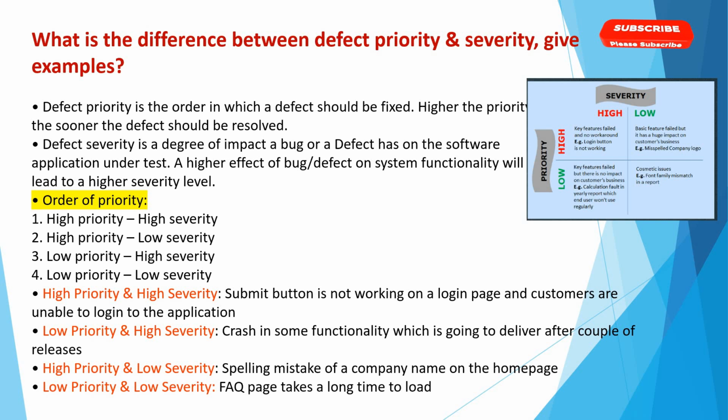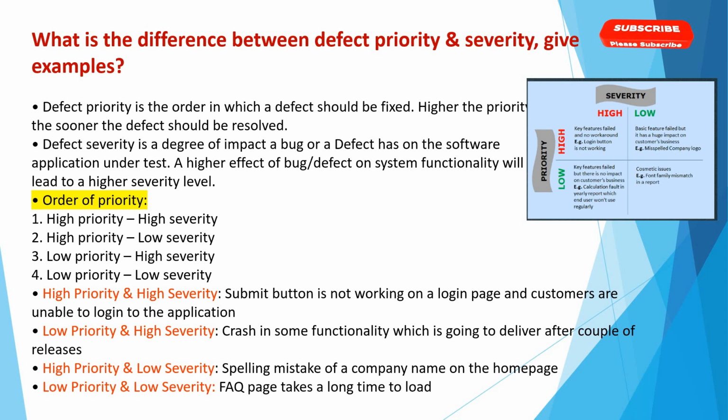What is the difference between defect priority and severity? Give an example. I think this question has been asked many times. Defect priority is the order in which a defect should be fixed. The higher the priority, the sooner the defect should be resolved. Defect severity is the degree of impact a defect has on the software application. A higher effect of the bug on the system functionality leads to a higher severity level. So the combinations are: high priority high severity, high priority low severity, low priority high severity, and low priority low severity. These are very good examples.